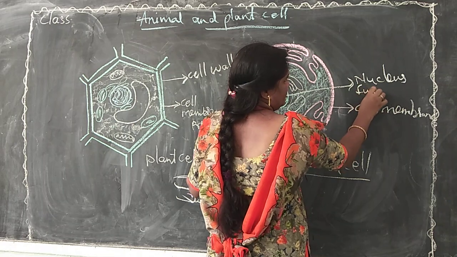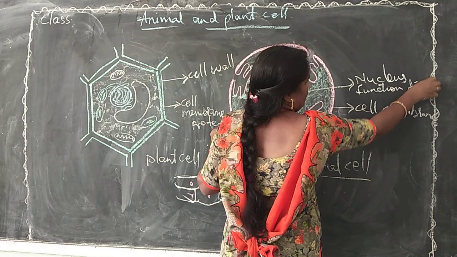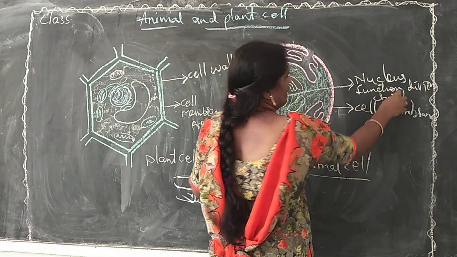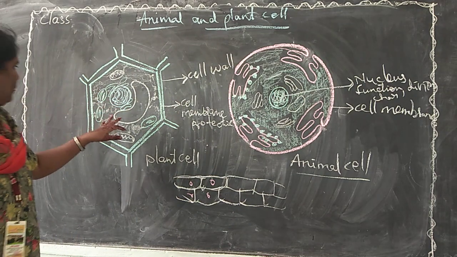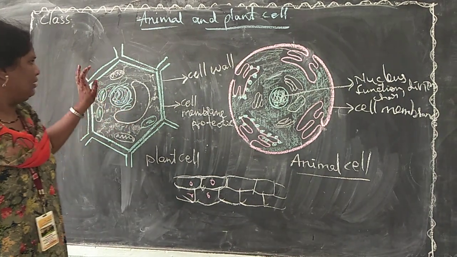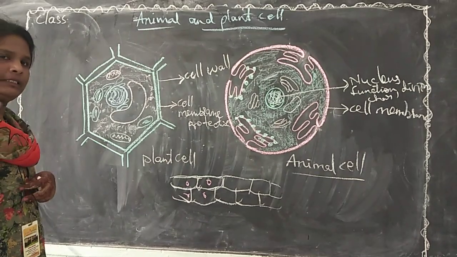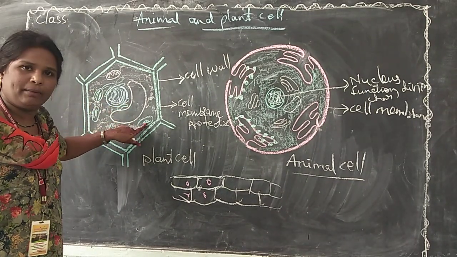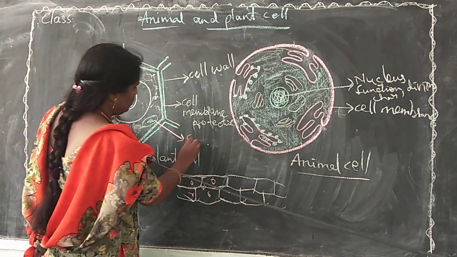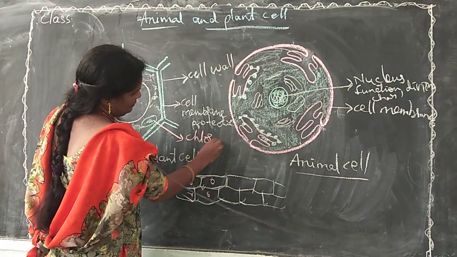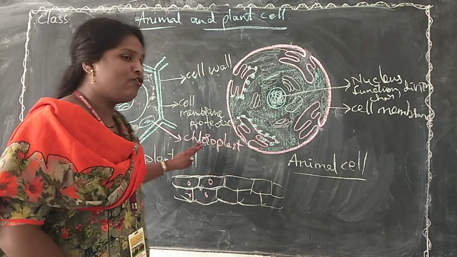Functions and division, and our characters are decided by this genetic material. Now here you can see in the plant cell this green color pigment cell organelle. What are these? These are the chloroplasts. In these chloroplasts, chlorophyll is present.